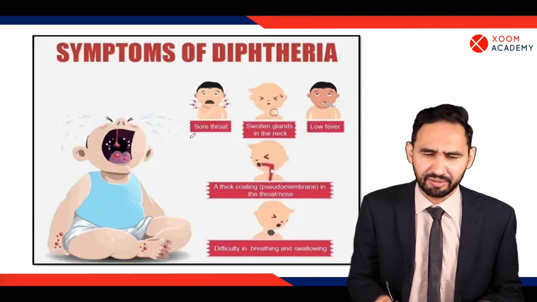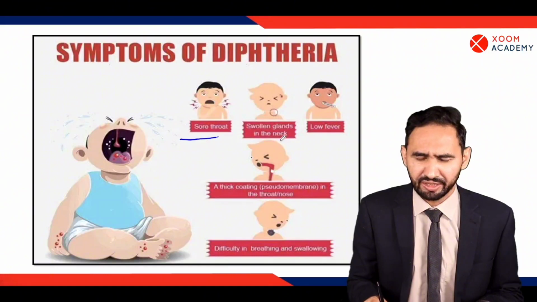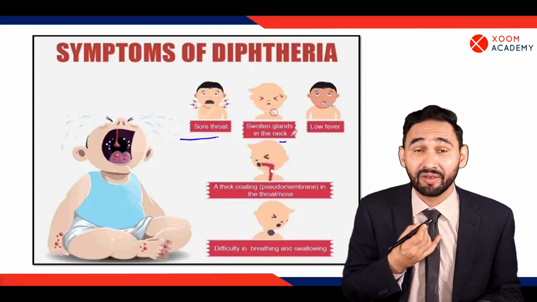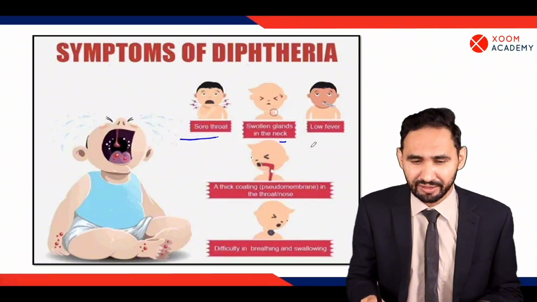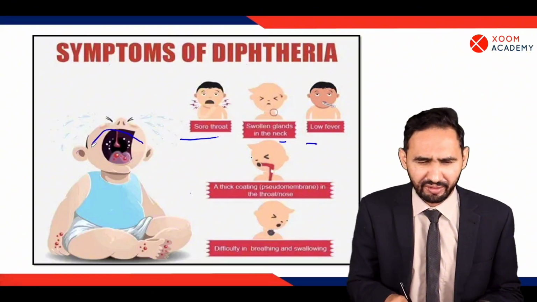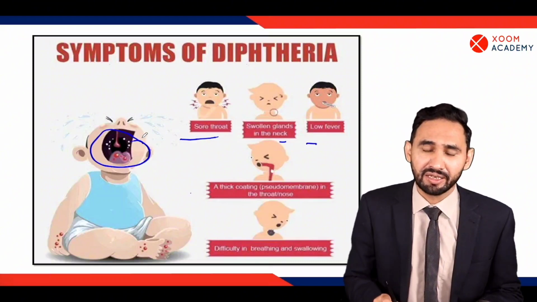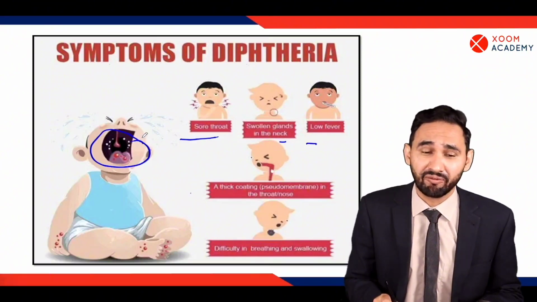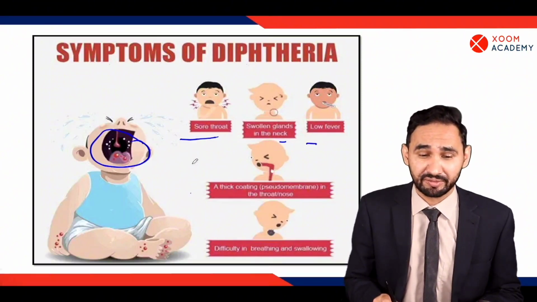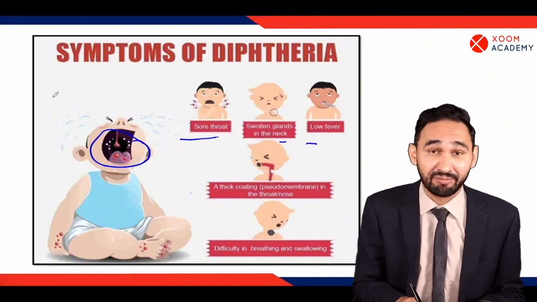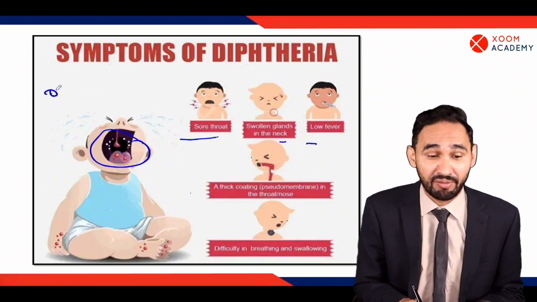These are the major symptoms. It starts with sore throat, swelling of neck. It can also affect lymph nodes, and low-grade fever. And you can see pseudomembrane. This is pseudomembrane, a grayish-white pseudomembrane formed on the tonsils or on the pharynx. This is the diagnostic sign of diphtheria. Our major diagnostic sign of diphtheria is pseudomembrane.